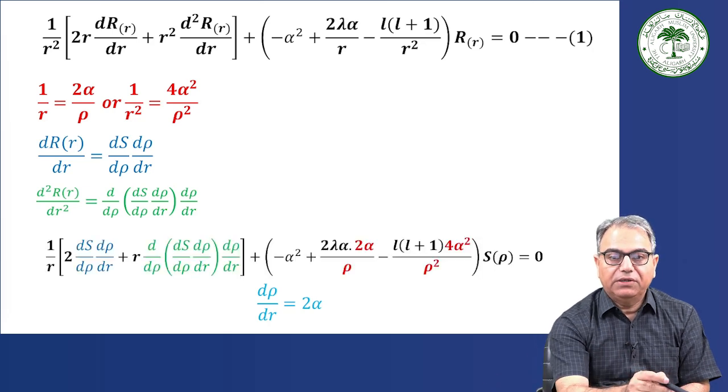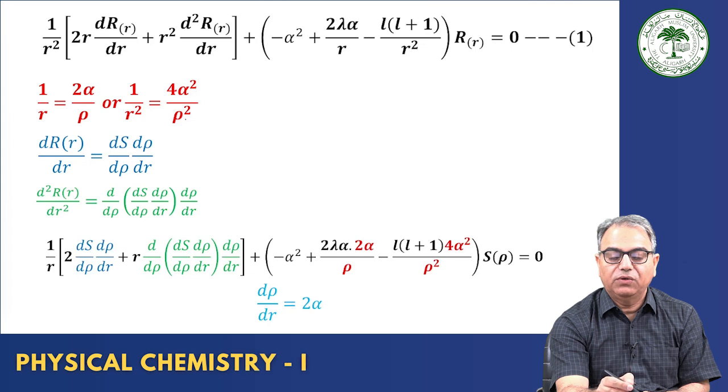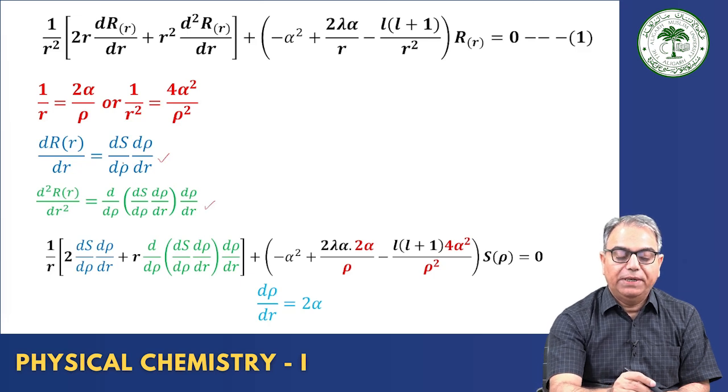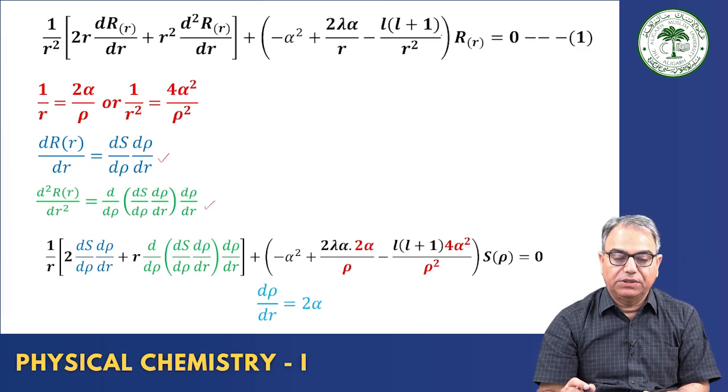We have 1 by r is equal to 2 alpha divided by rho from the previous slide, and 1 by r square is equal to 4 alpha square divided by rho square, and dR by dr is this, and d square R by dr square is this. So you replace these into the first equation.